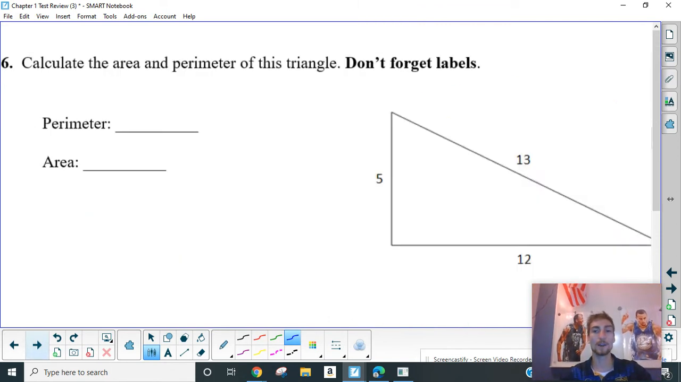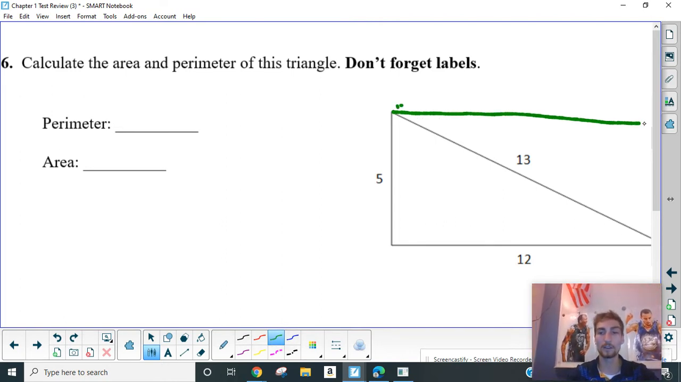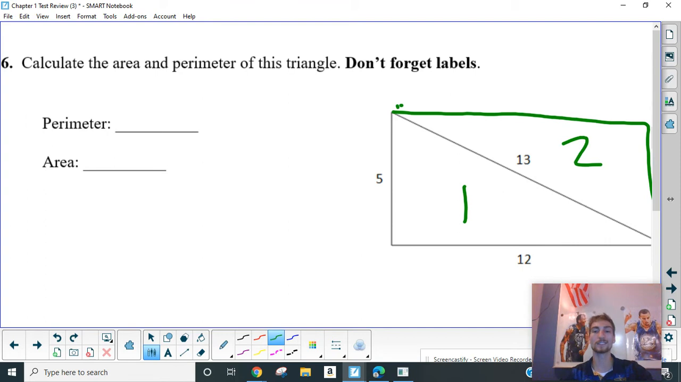Now we're going to look at the next problem here, dealing with triangles. One thing I always think about when I see a triangle is that it looks like half of a rectangle. Meaning if I were to draw another triangle here, notice these are the same size, right? Triangles 1 and 2 are the same size, and they form a rectangle now.